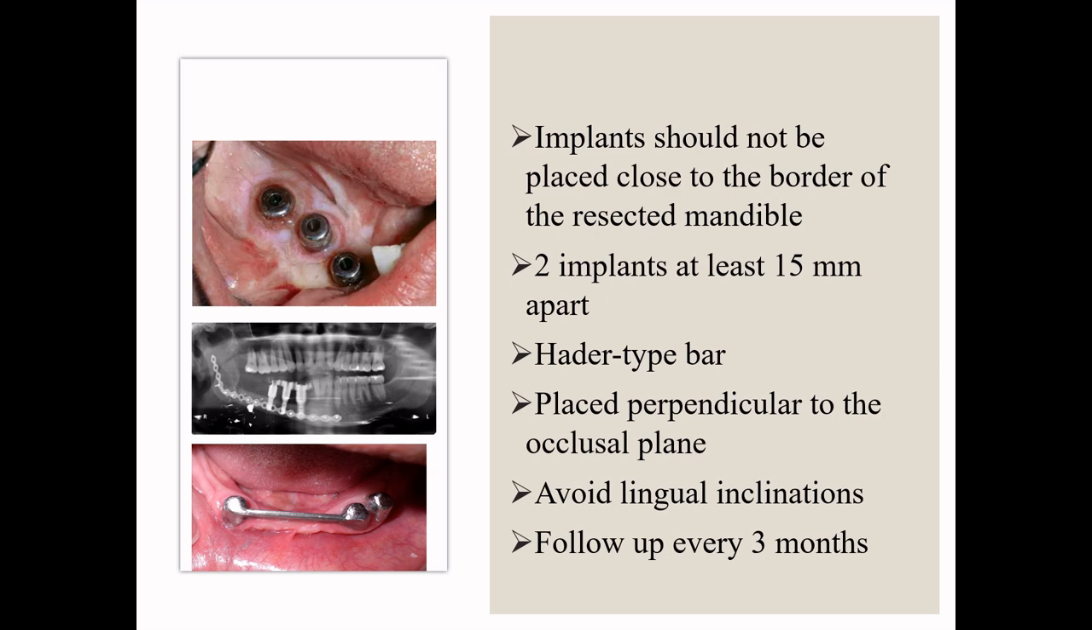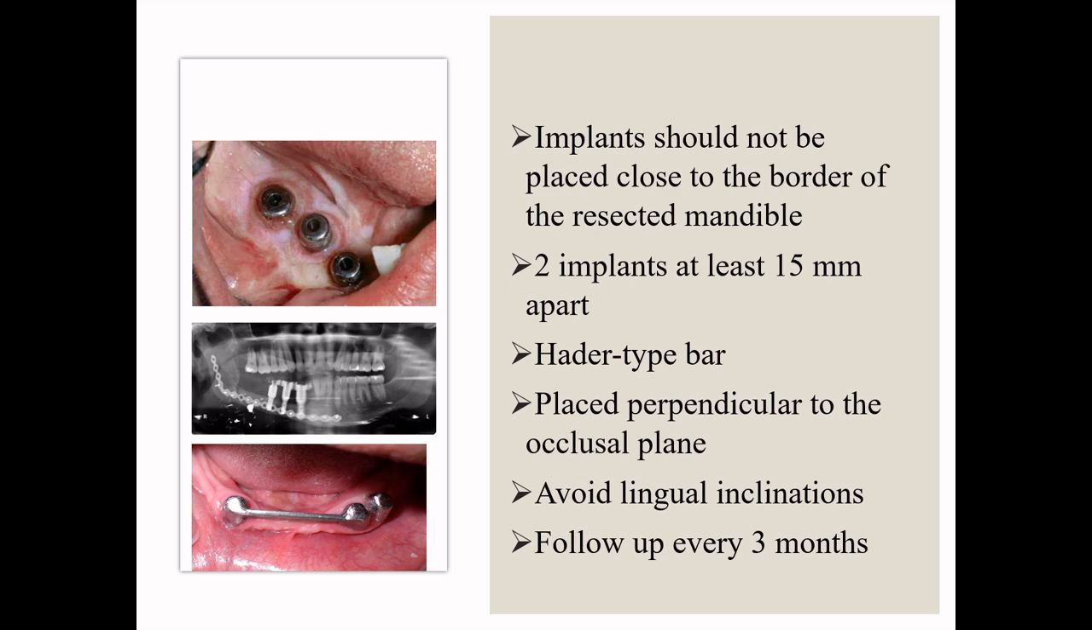Next, coming to some of the important points that you have to take care while fabricating an implant overlay prosthesis. The first one is that implants should not be placed very close to the border of the resected mandible, because the bone in this region may be necrotic or poorly vascularized secondary to the previous surgical procedure. Now, if 2 implants are to be placed, then there should be at least 15 millimeters of space apart in order to accommodate the retention bar apparatus.